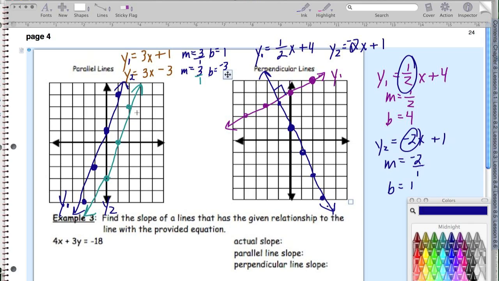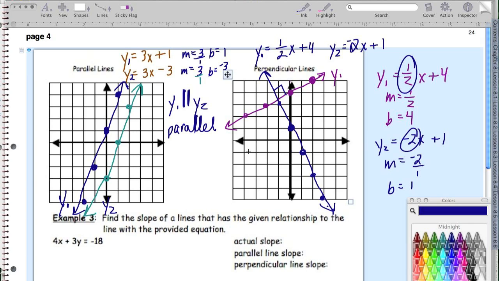On the left side, I could show that these two lines are parallel by writing something like this. y1 is parallel to y2. This is a sign for parallel, two lines that actually are parallel. And notice, it's right in the word, right there.